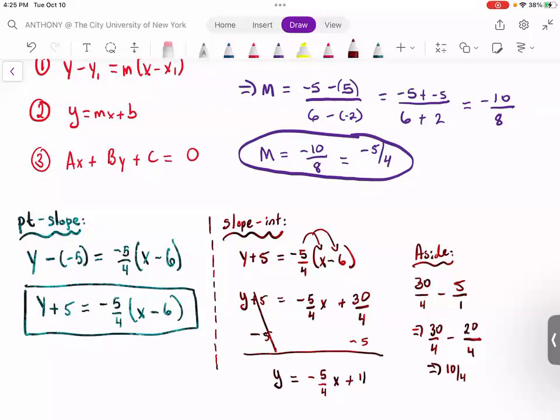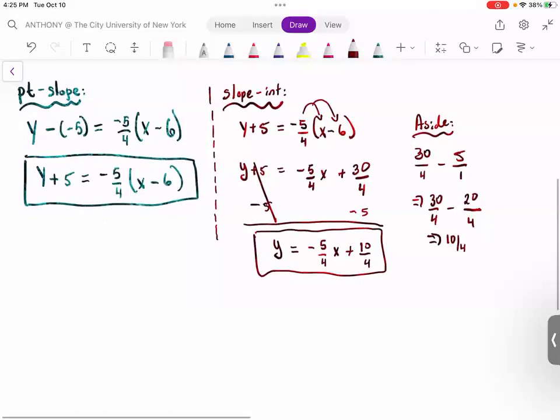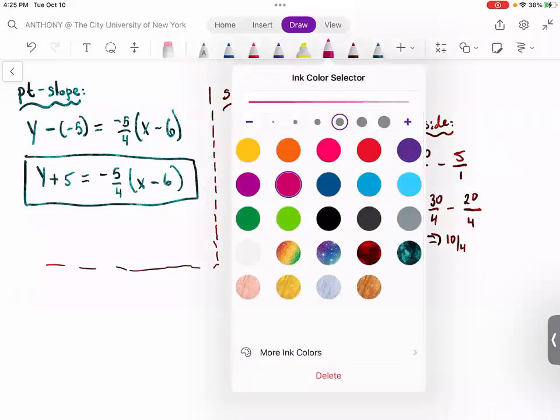Right? So this is a positive value. So you get 10, oops, my bad. You get 10/4 as the y-intercept. So that's your slope-intercept form. We can also do the general form. Oh, sorry, let me just change the font size. It's way too large. There we go.